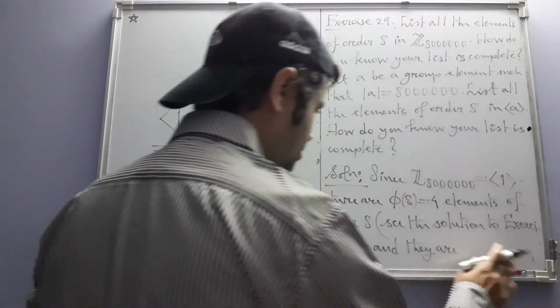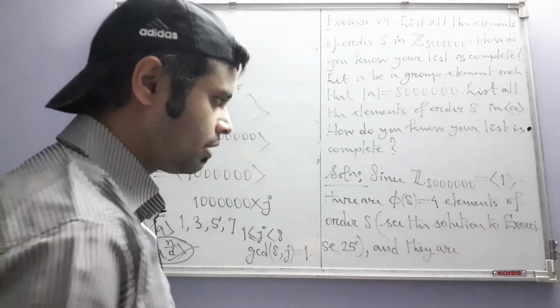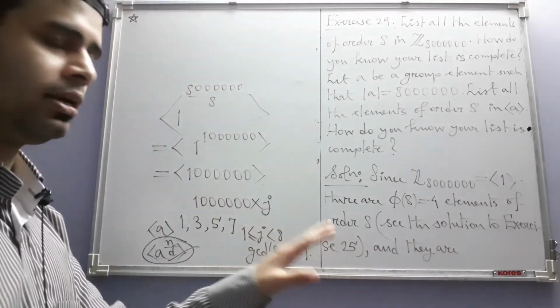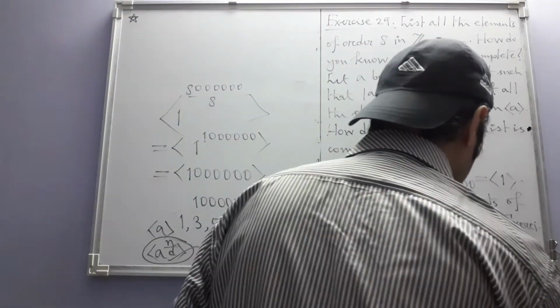And they are, so I am just writing it directly here, but you should understand that from the solution to exercise 25, this is how the elements are coming, and the elements are this.